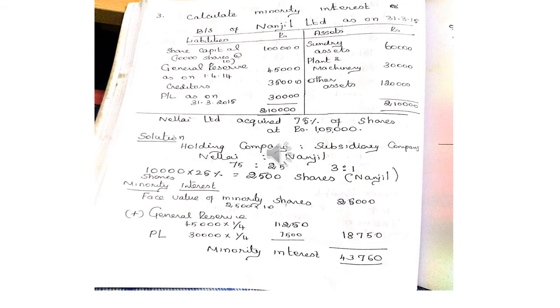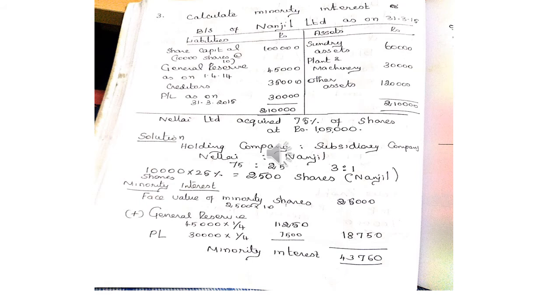So in this problem, Non-Gil is a subsidiary company and Nellai is a holding company. We have to find out the ratio of shares held by the holding and subsidiary company. So Nellai to Non-Gil means the holding company has 75%, the subsidiary has 25%. The ratio is 3:1. That means Non-Gil has only 2,500 shares and Nellai has 7,500 shares. Now we have to calculate minority interest.